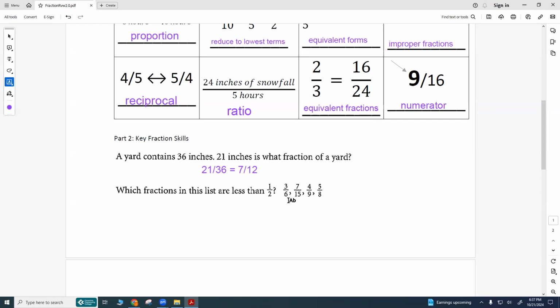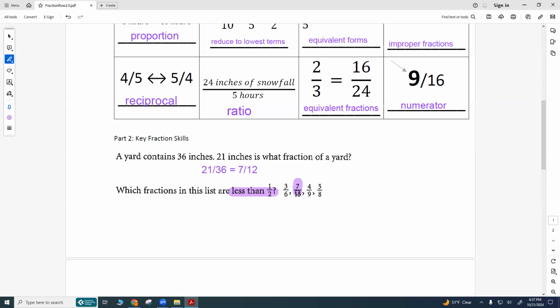We have 3/6, 7/15, 4/9, and 5/8. And we're looking for less than 1/2. Is 5/8 less than 1/2? It's 7/15 or 4/9. Okay, so why do you like 7/15 and 4/9? I just chose the two that were little.